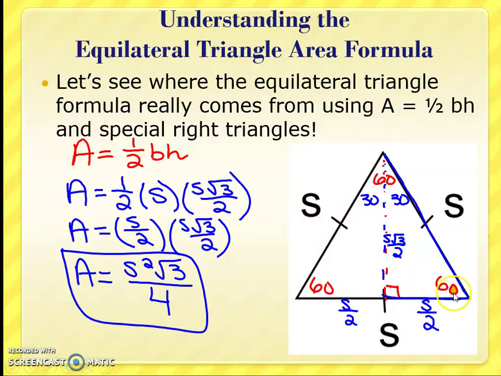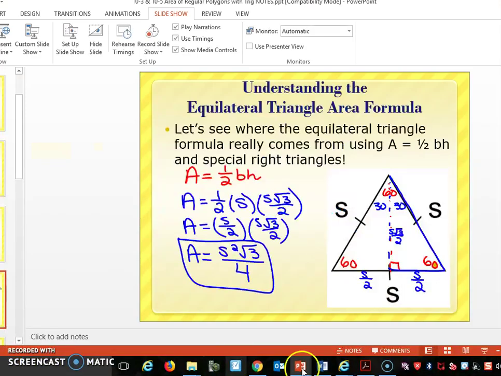Why? Equilateral has 60, 60, 60 angles, right? If I divide it into half, this height altitude divides 60 into half, bisects, then this is 30. 30, 60, 90 is a special triangle. So if this is S divided by 2, if this is S, then this will be S radical 3 divided by 2. You're going to put radical 3. You know where that came from?